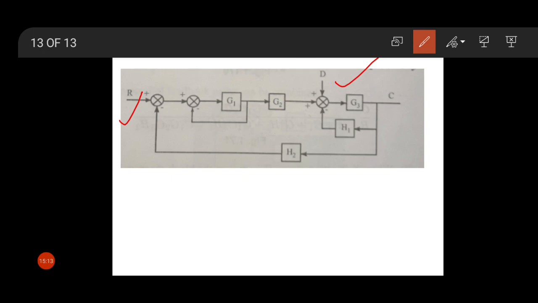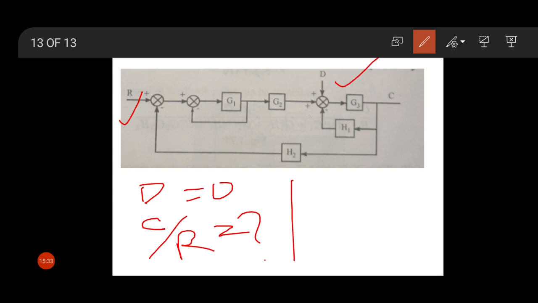In this case, first we put d equal to 0, then solve for the transfer function, that means find the transfer function c by r. In the next step we put r equal to 0 and find the transfer function c by d, because in the second case d is the input. After finding c by r and c by d, we add c by r plus c by d.